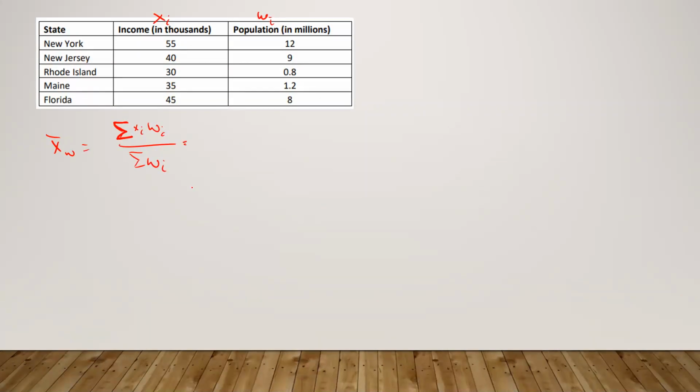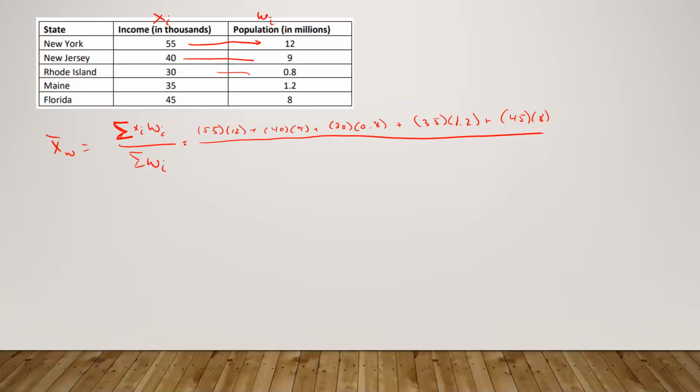So I'll just get you started. You would need to take each x and multiply it by its weight: 40 times 9, plus 30 times 0.8, plus 35 times 1.2, plus 45 times 8. And then you need to divide by the sum of the weights. So these are the weights, and you have to figure out what that sum is.